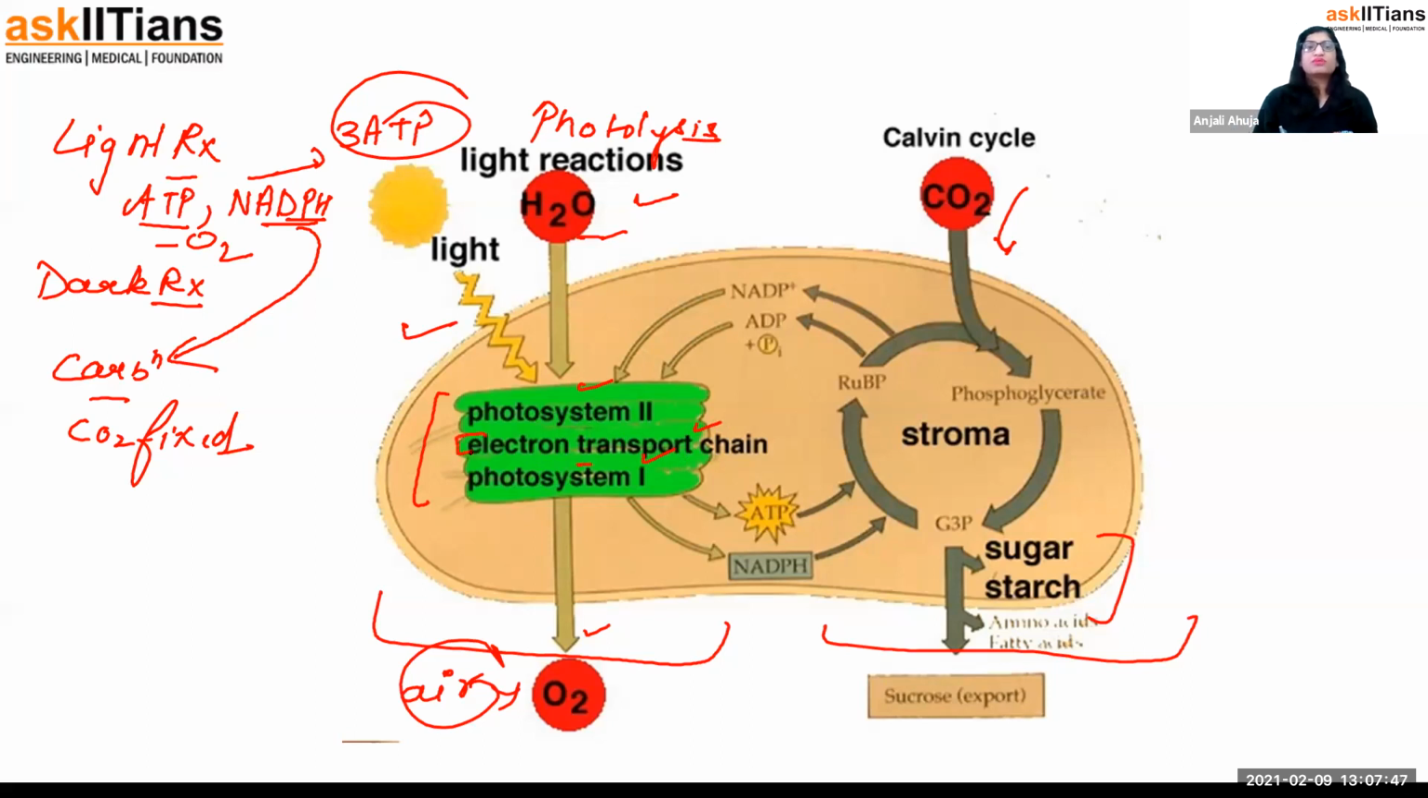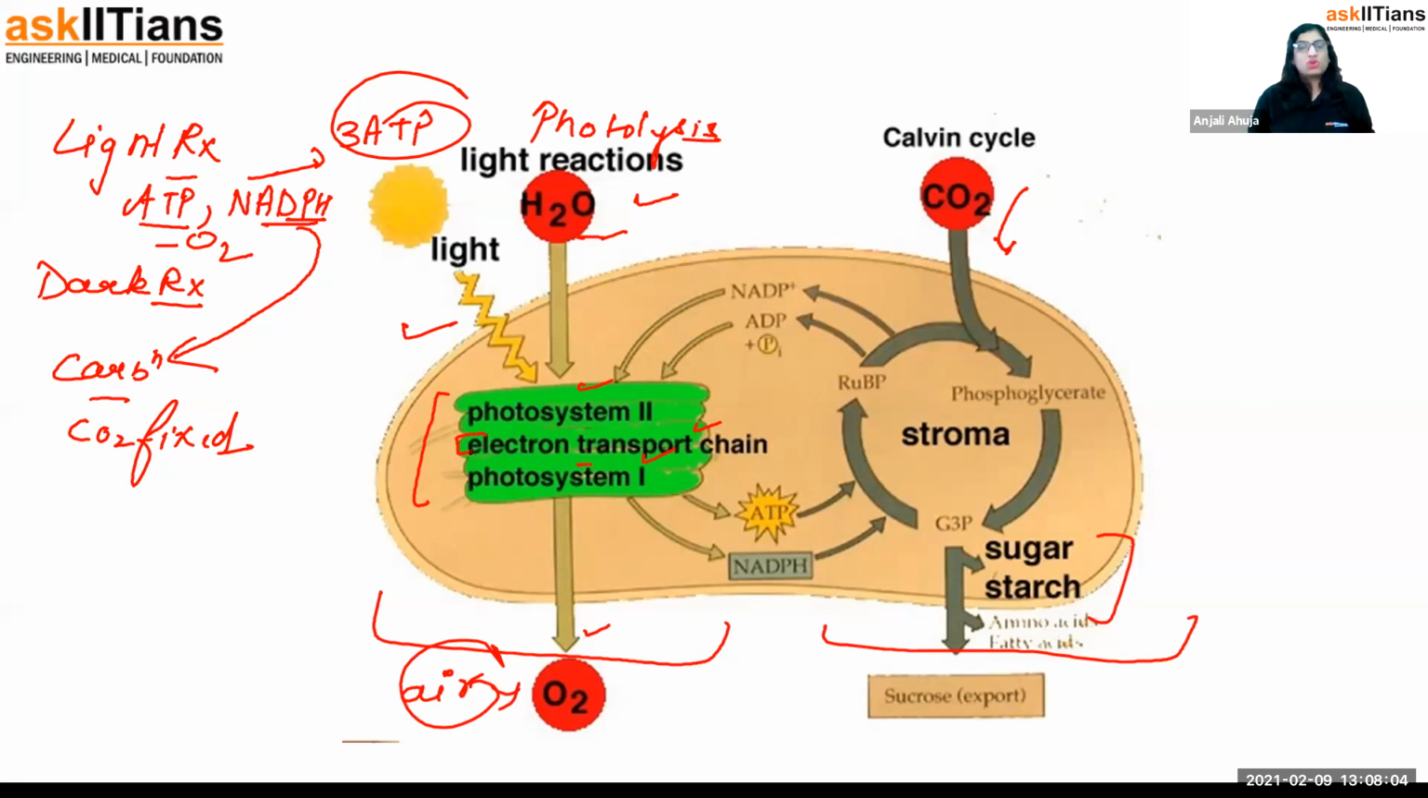Actually, I will explain the electron transport chain at ease. Electron, listen to me. Electron transport chain is the chain where NADPH forms ATP. I was telling you, wherever you listen the word NADPH will be forming ATP. So that actually happened with the help of electron transport chain.